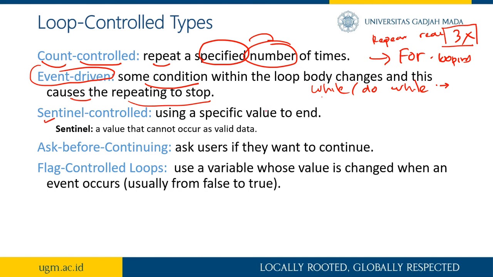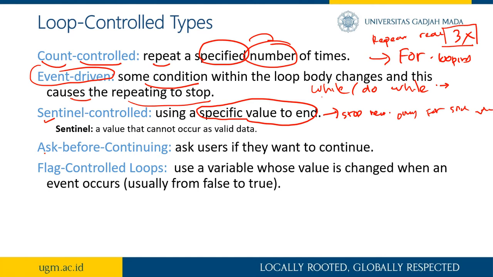Next, the sentinel is using a specific value to end the repetition. So for example, I will only end the repetition if the user inputs X, or the user types the escape button, for example. So it will stop repeating only for a specific value.